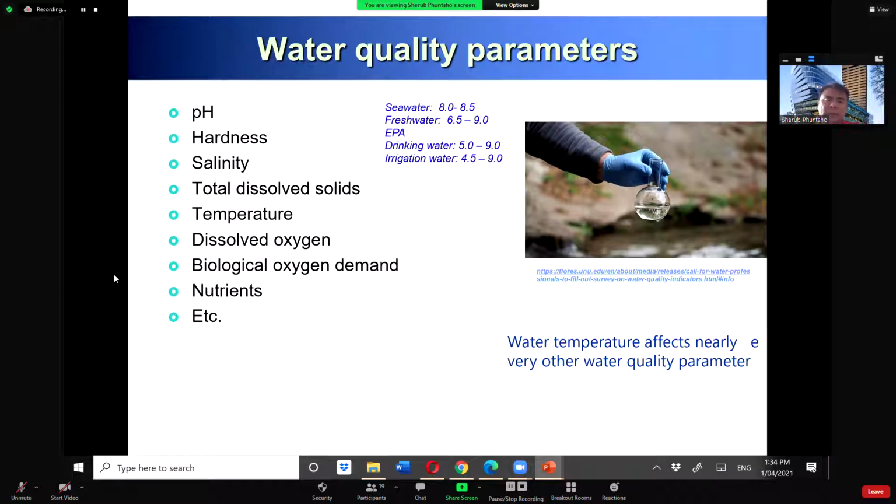So hardness is another one. Hardness is the presence of especially calcium and magnesium in the water. What happens is, if a greater amount of calcium and magnesium is present in water, then you'll see that the water taste is also different.